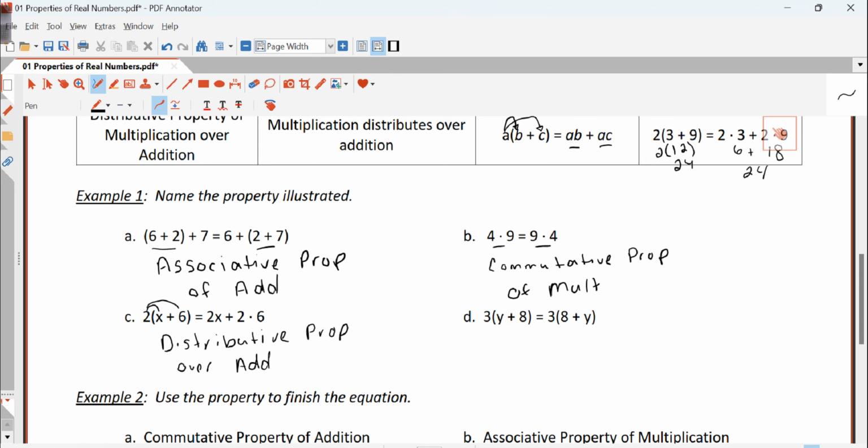The next one we've got to be careful with. It looks like it could be distributive property because I have a number times a parentheses, but if you notice the right side is also a number times parentheses, so that means something else is changing. It's not distributive. If you look what's inside the parentheses, you will see that they switched order. So y plus 8 equals 8 plus y, and then they're both multiplied by 3. That's going to end up being the commutative property of addition.